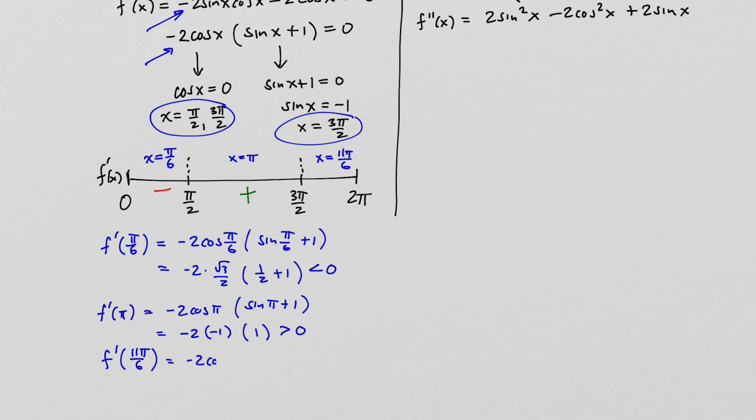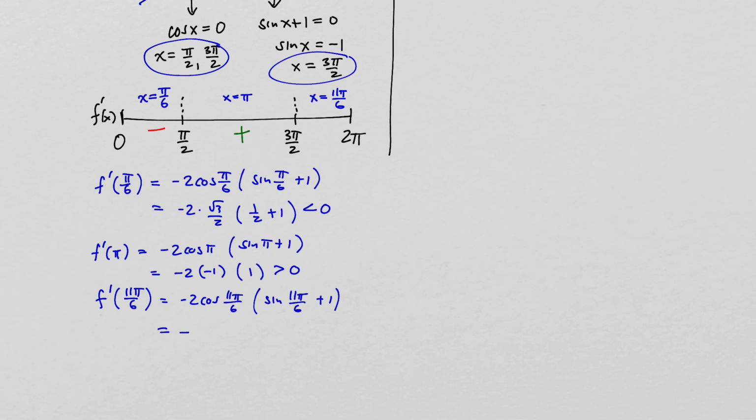So we have negative 2 cosine of 11 pi over 6 times the sine of 11 pi over 6 plus 1. This is negative 2. Now the cosine of 11 pi over 6 is radical 3 over 2. And the sine of 11 pi over 6 is negative 1/2. Okay, so what do we have here? We have a negative number here, and this is a positive number here. So this is going to be a negative. So the first derivative is negative there.